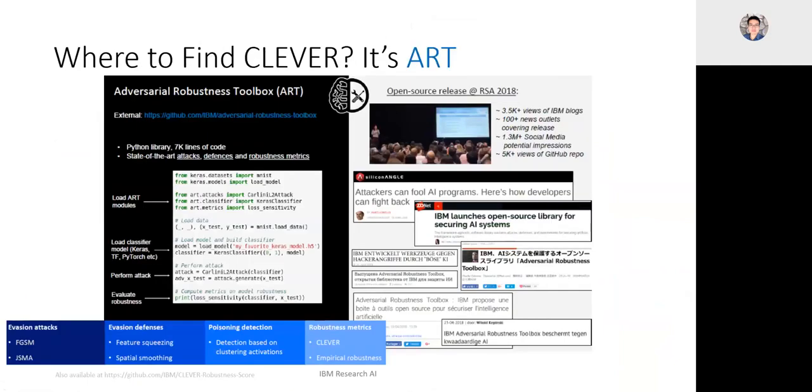We have open sourced Clever, so it is implemented in the Adversarial Robustness Toolbox. In addition to Clever, ART has a lot of different attacks and defenses. I would say it's the most comprehensive open source adversarial toolbox so far. So feel free to check it out if you are interested in this line of research.